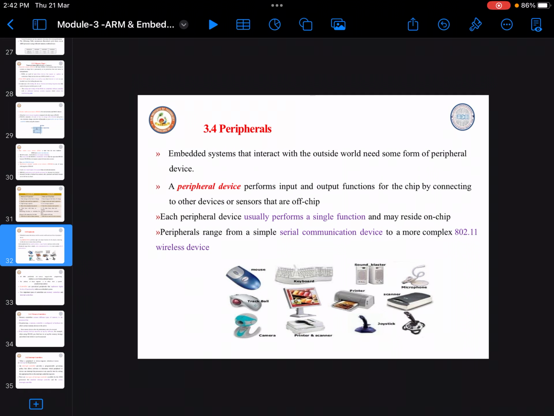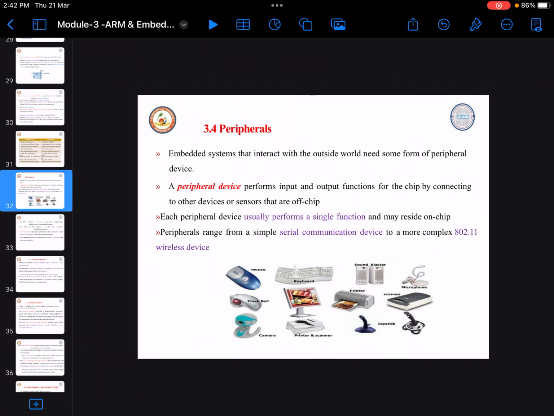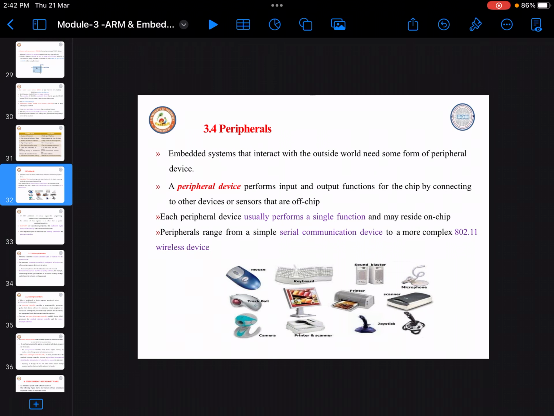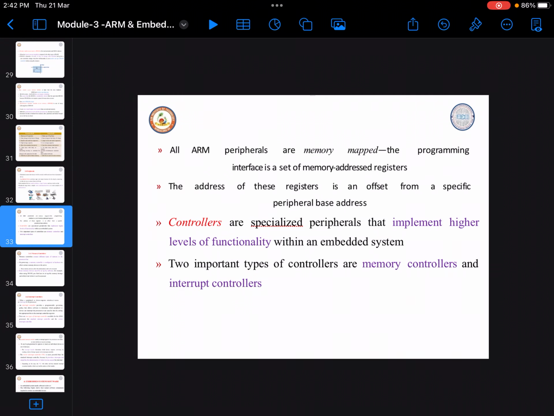Coming to the peripherals, each embedded system that interacts with the outside world needs some form of peripheral device. It performs input-output functions for the chip by connecting to other devices or sensors that are off chip. Every peripheral device usually performs a single function and may reside on the chip. Peripherals may range from a simple serial communication device to a complex wireless communication device. ARM peripherals are memory mapped, so the programming interface is a set of memory address registers.